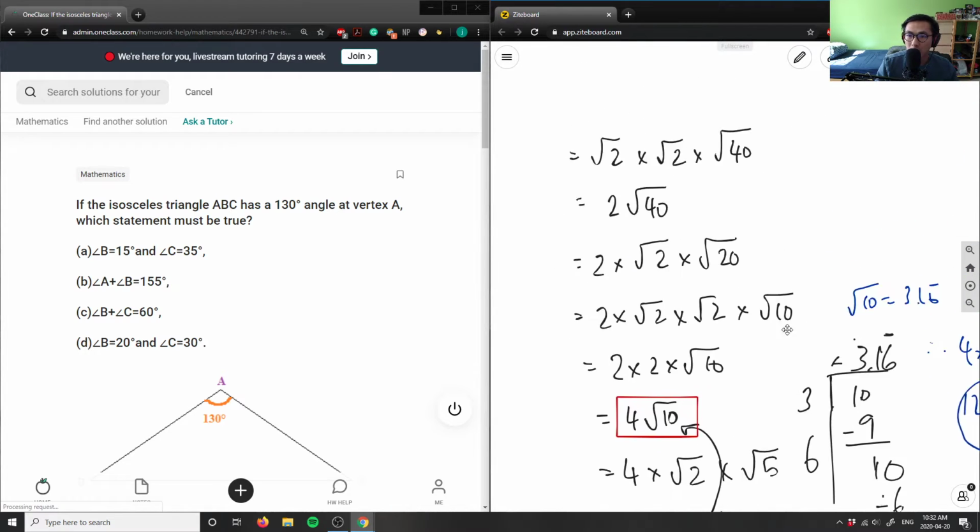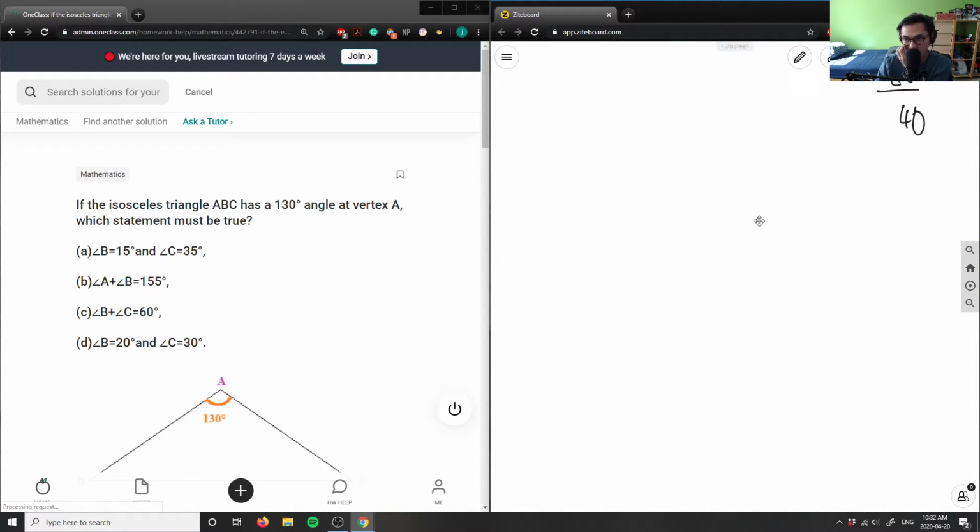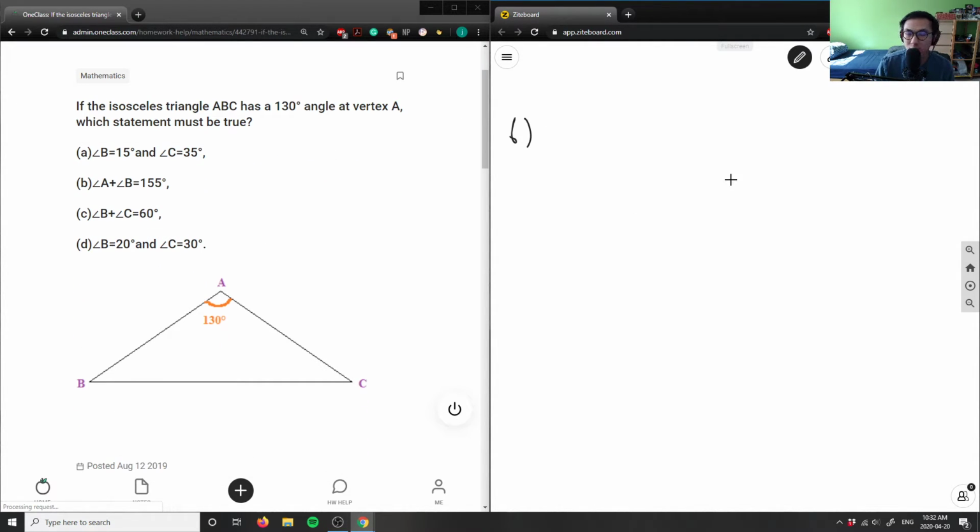All right. This was question 5. Let's do 6 now. So here, if the isosceles triangle ABC has a 130-degree angle at vertex A, which statement must be true? So let me just draw. I don't want to write out the questions. Let me just draw the triangle here, and we'll go through each of these statements together.